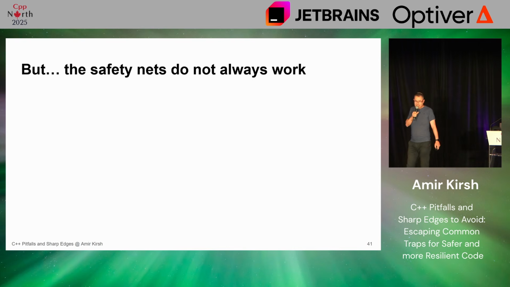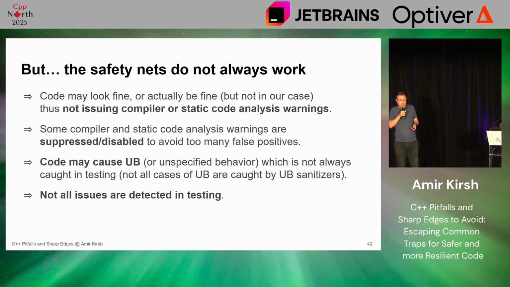But as I said, the safety net doesn't always work. So code may look fine or actually be fine, and it might be that there is no compiler warning, no static code analysis warning. Some compiler and static code analysis warnings are suppressed or disabled because we get too many false positives. So we say, oh, we know what we are doing. And then when we actually don't know, or there is a bug, we can't find it. Code may cause undefined behavior. It might be that the compiler and static analysis cannot point at that. And not all issues are detected in testing because testing only tests what we test, which is the coverage. Even if we have 100% branch coverage, we went through all branches, but not through all combinations of possible inputs, which we cannot do.